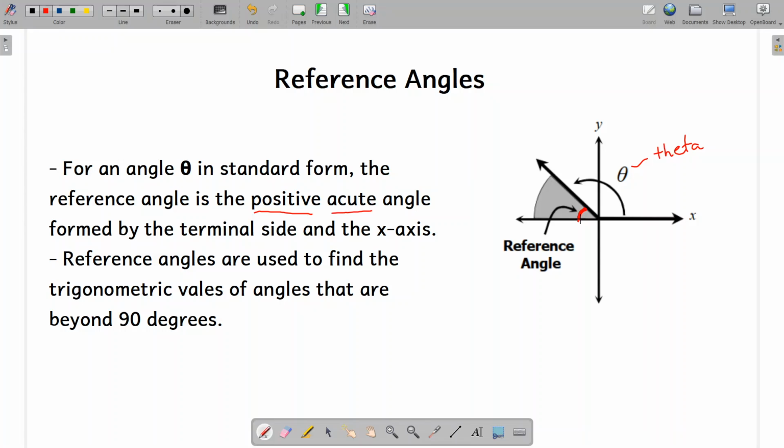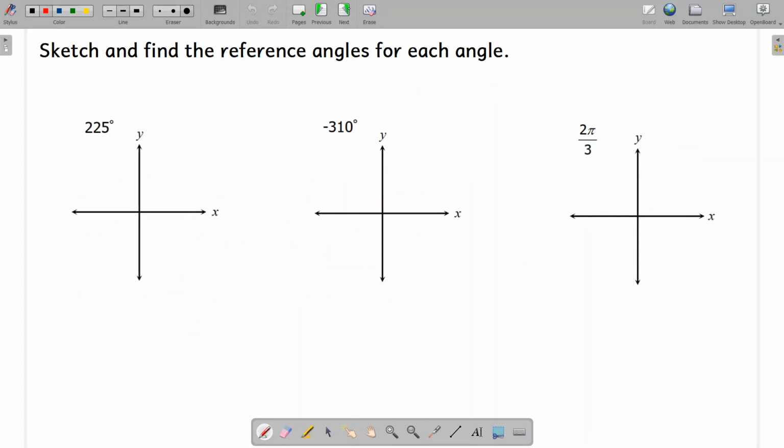Now, it's very important that you make sure that your reference angle is always positive and acute. If it's not both of those things, then you're doing something wrong. So let's find some of these here. Okay, so we're going to sketch the angles and then find the reference angles.